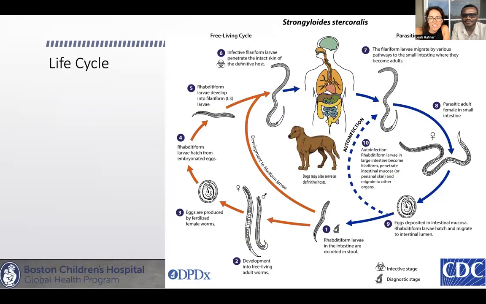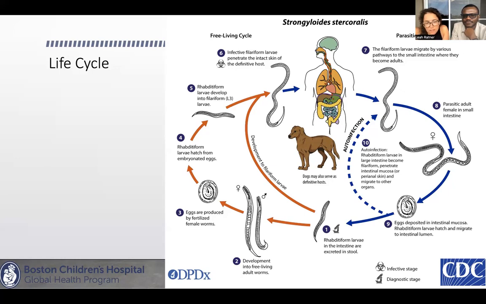So here, the life cycle, as we mentioned, it is a bit complex. So I just want to point out, first of all, the diagnostic stage is the rhabditiform larvae, and that's what's excreted in the intestine, though it is hard to isolate. And then the infective stage, as we mentioned, is the filariform larvae, and that penetrates intact skin of the definitive host.